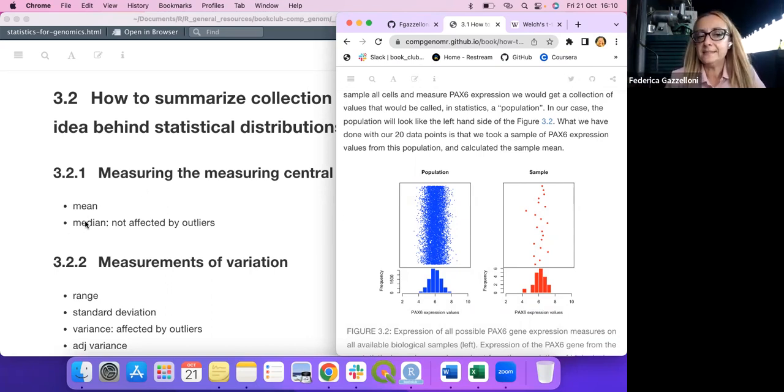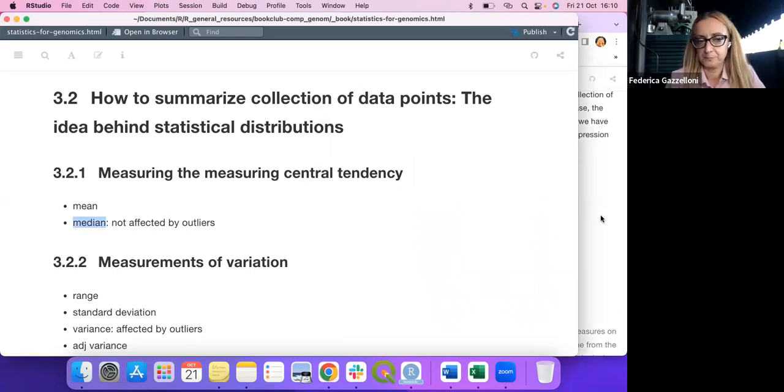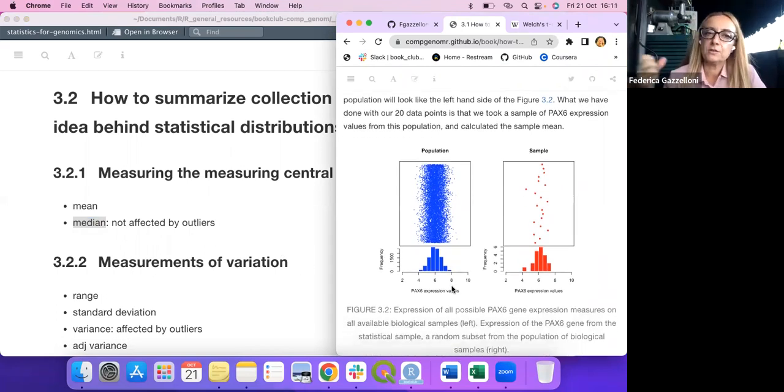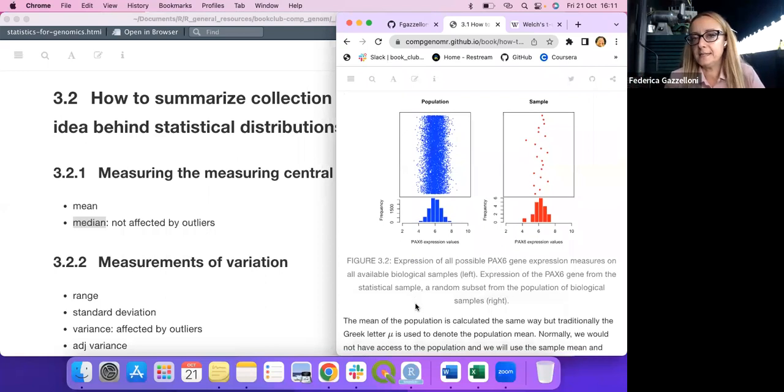While the median is, of course, less affected by the outliers, because it basically gives you the value that splits the data at 50%. So sometimes it's good to use the mean, sometimes it's good to use the median. It depends on the distribution of your data, and then we will see what we are talking about with this term distribution.